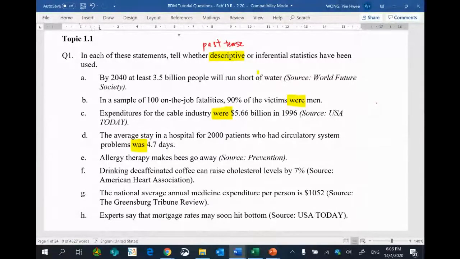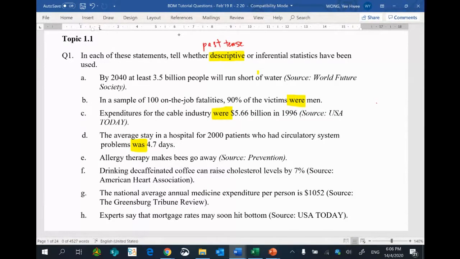See, you collected some data in 1996 and you find that the expenditure for the cable industry was this much. So it's just a statement. And you find that the statements are quite clear. Yeah, they are quite detailed in the sense that they tell you what it is.